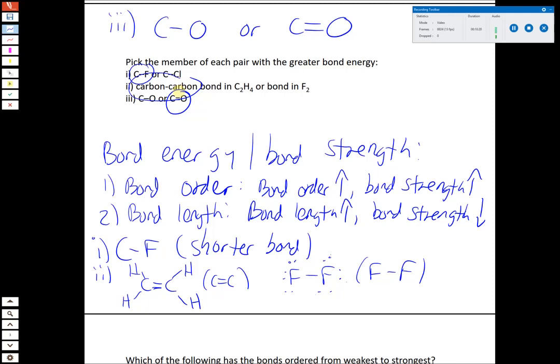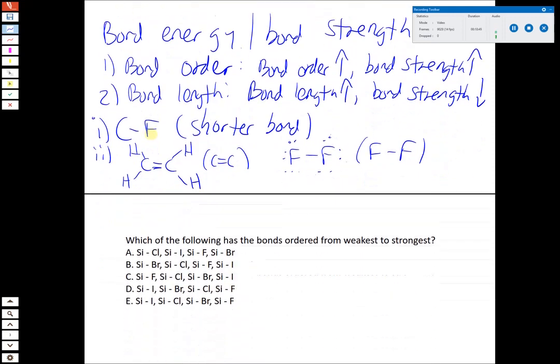It's a combination of bond order and bond length. We had to think about both of them here, but the bond order is the one you want to look at first. Higher bond order will mean larger bond strength, and only if we're comparing bonds that have the same bond order would we start thinking about the length of that bond based on the sizes of the atoms.